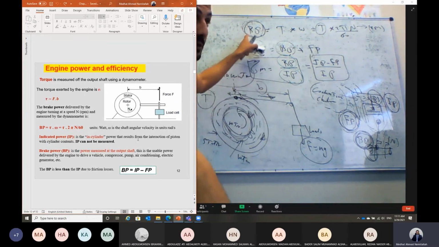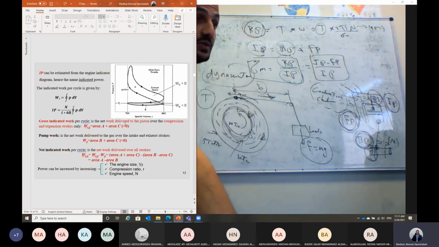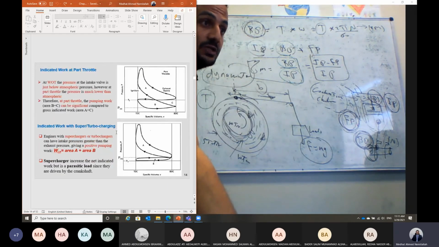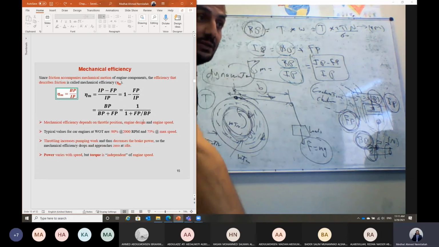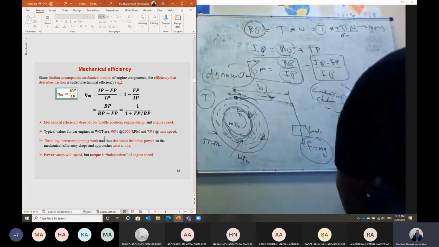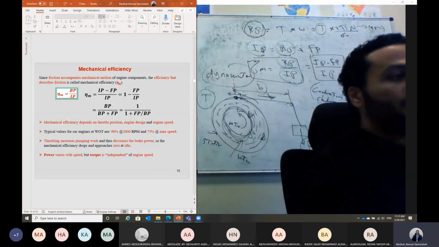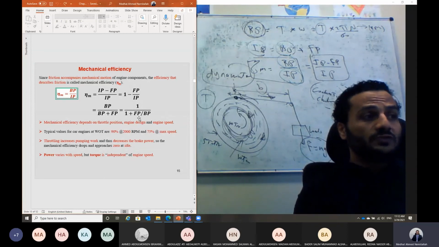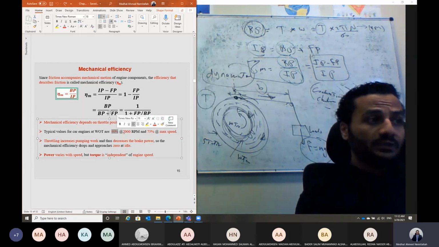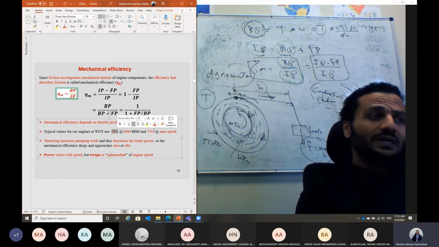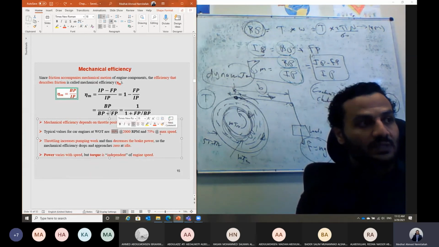Okay, so this is the brake power, which we can measure, and the difference between brake power and the indicated power is the mechanical efficiency of the engine. It is the ratio between the brake power divided by the indicated power. This mechanical efficiency is a function of the engine design and also of the engine speed. Its value is about 90% at the normal operating RPM, which is about 2000 RPM, and it can be reduced to a value of 75% at the maximum engine speed.